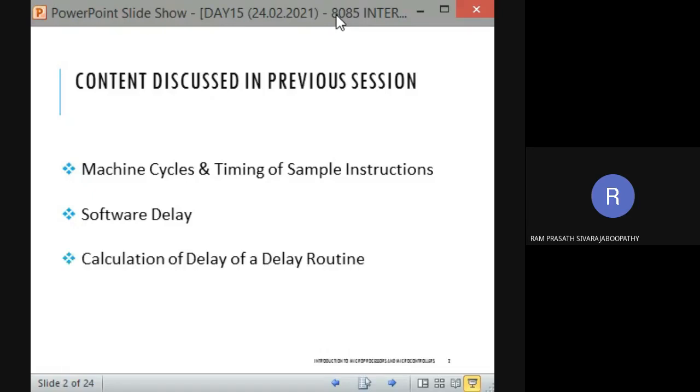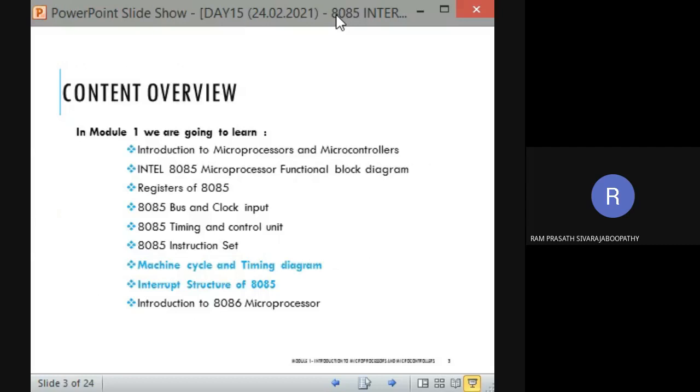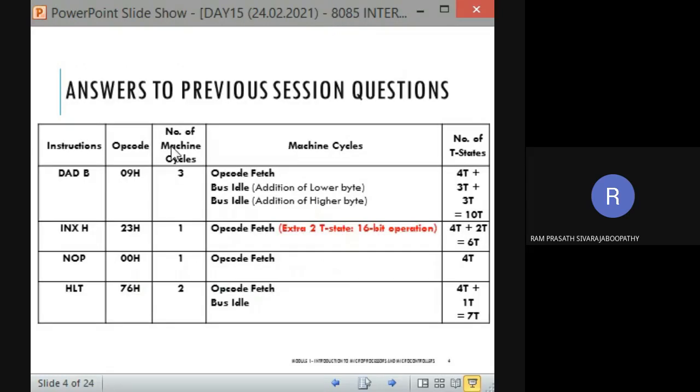Then we discussed how to calculate the delay of a delay routine. Then we introduced interrupts. Before getting into the interrupt, in the previous class I asked you a few questions, so I will show you the answers. The DAD B instruction is a 1 byte instruction, but it involves 3 machine cycles. The reasons are mentioned here.